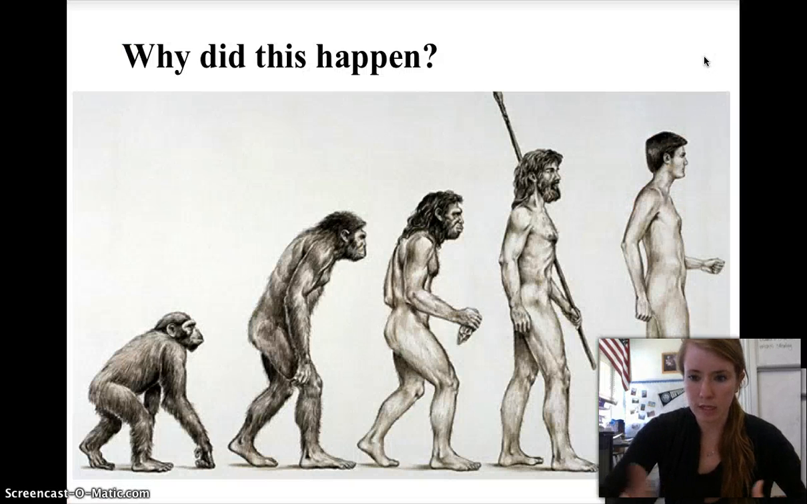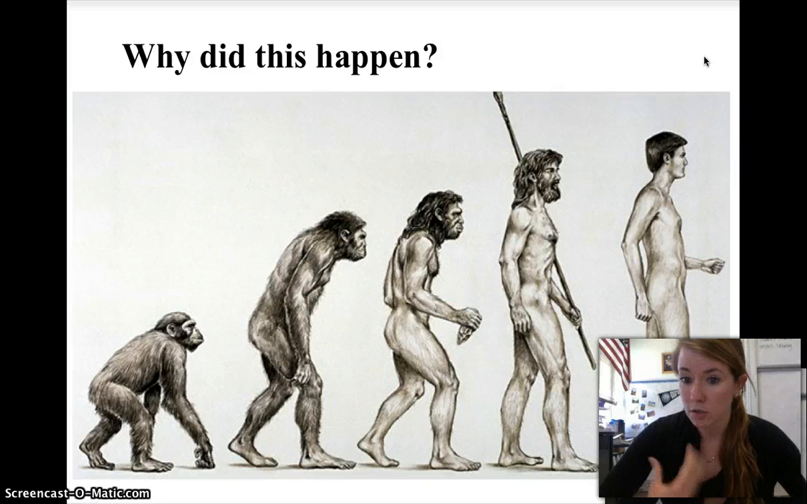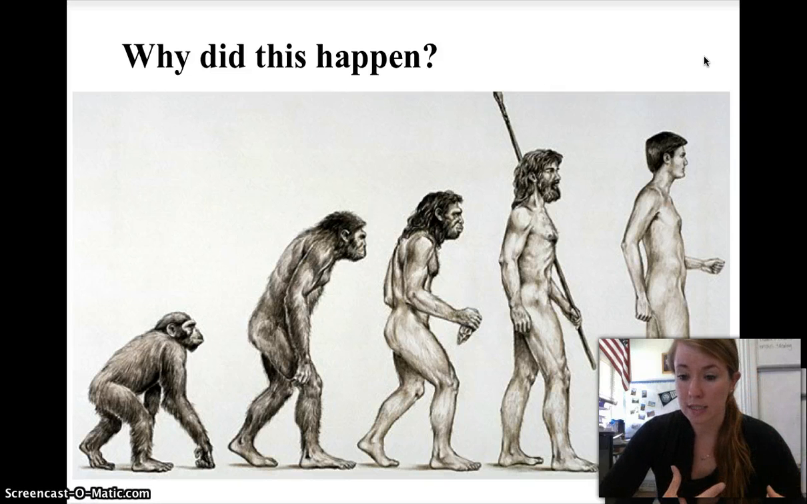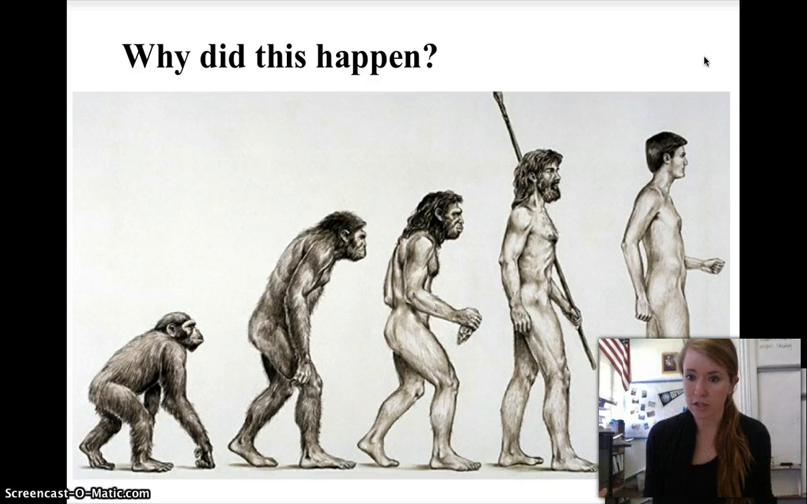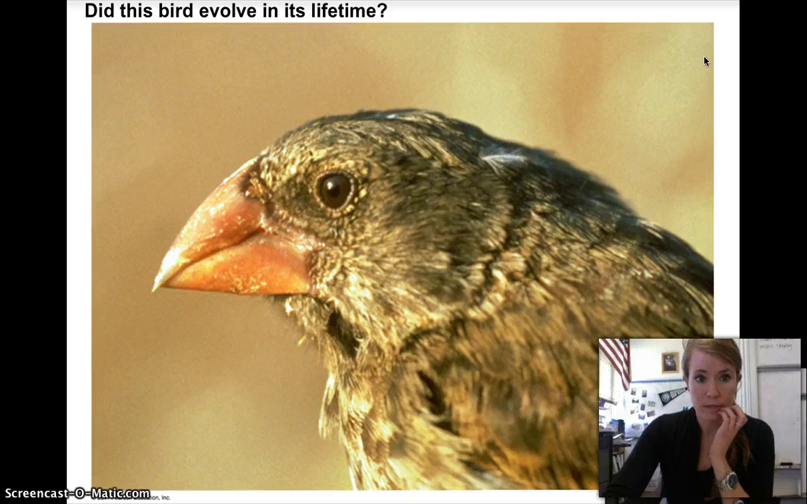So this is a picture at the beginning of the PowerPoint. Why did this happen? Why did humans evolve from their common ancestor with apes? This exactly didn't happen, and we'll talk about that, but how does one generation or population of humans change over time? That's what this chapter is about.